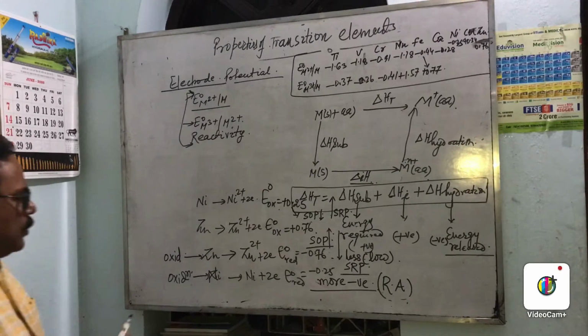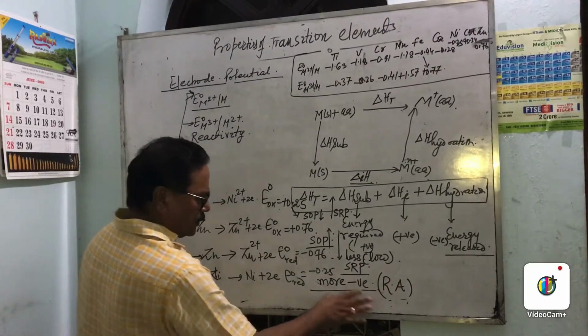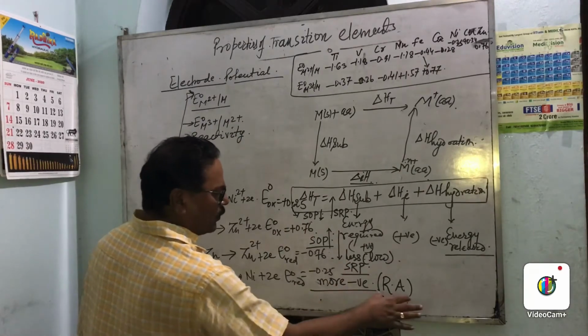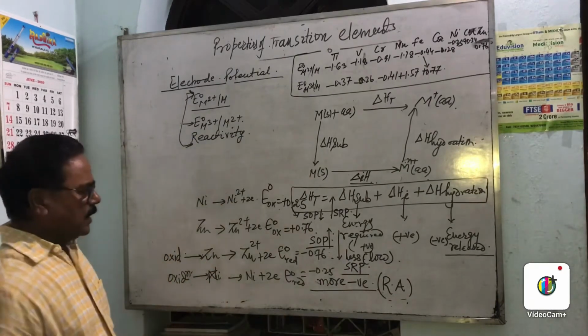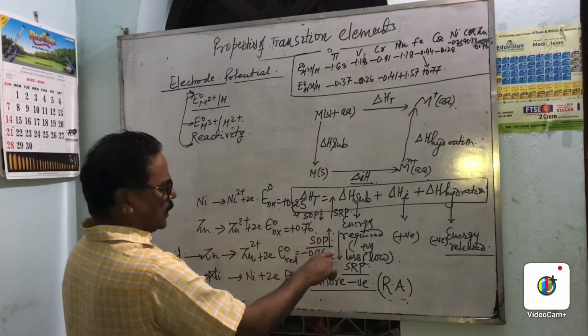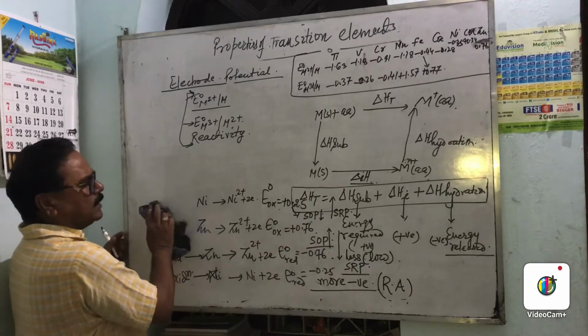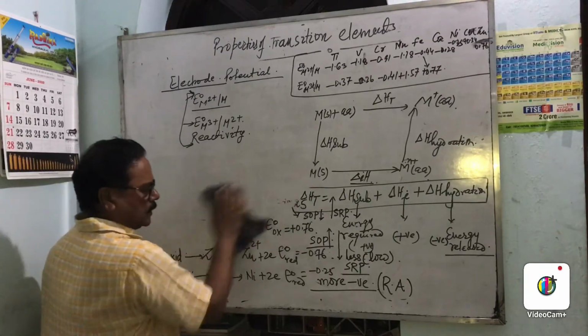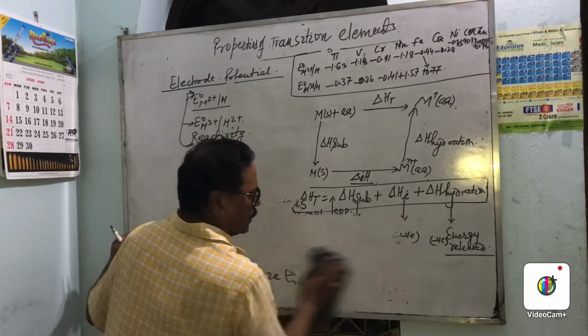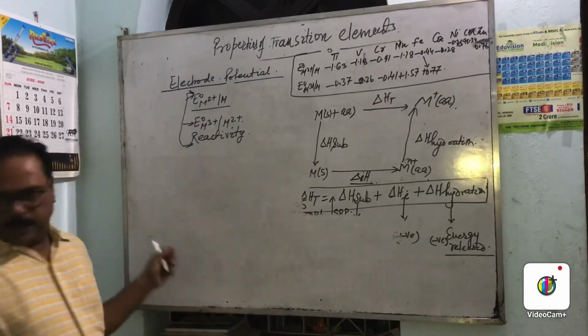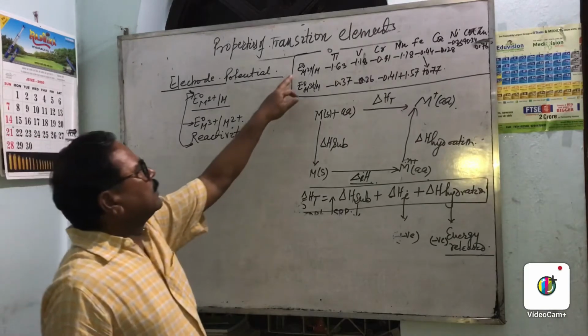So one thing we know, the more negative the SRP, that is the lower the SRP, the more the species will act as a reducing agent. And the higher the SRP, the more they will act as an oxidizing agent. Now let us proceed to the next one. What we see now is the electrode potential.